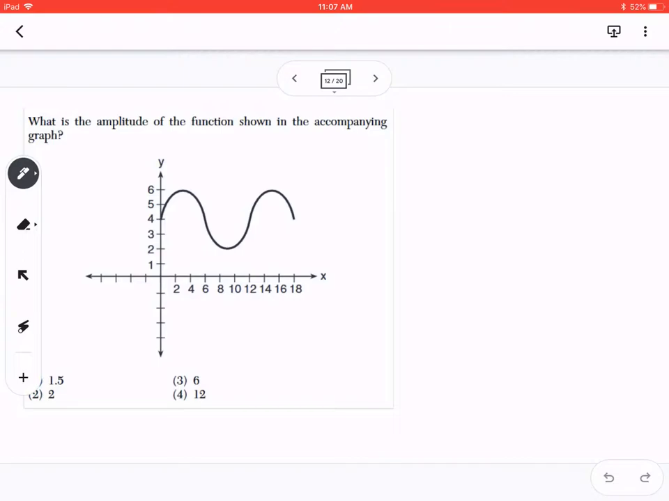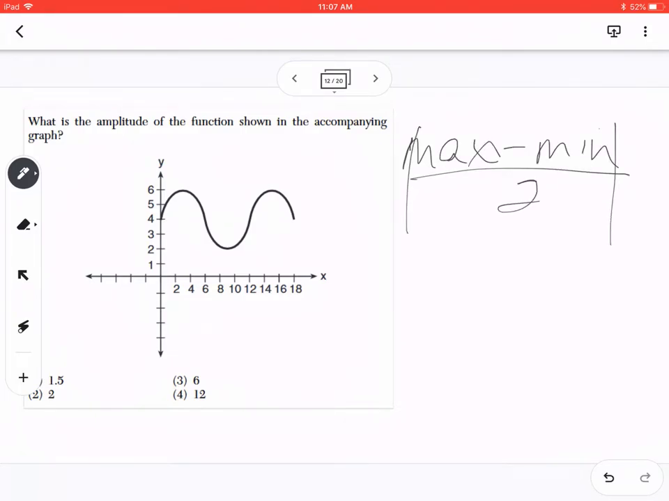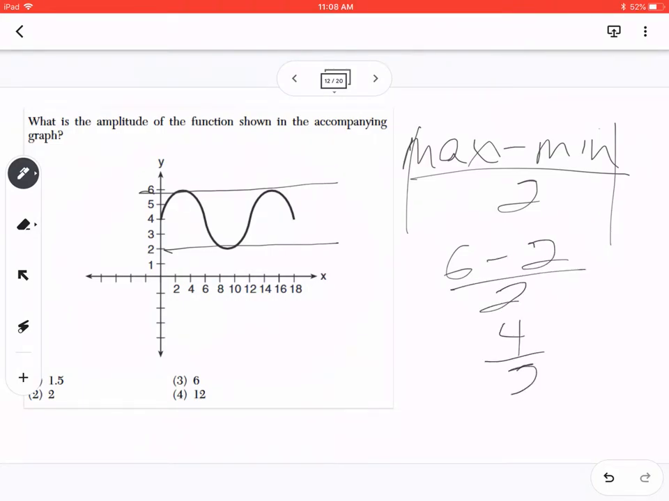In this question, we're asked to find the amplitude of the function. When you want to find the amplitude of a graph, you need to use the formula max minus min divided by 2, and then take the absolute value if need be. The max here is the highest value, which is 6. The lowest possible value is 2, so take off 2, and divide by 2, which would be 4 divided by 2, which is 2, making our amplitude equal to 2, choice 2.